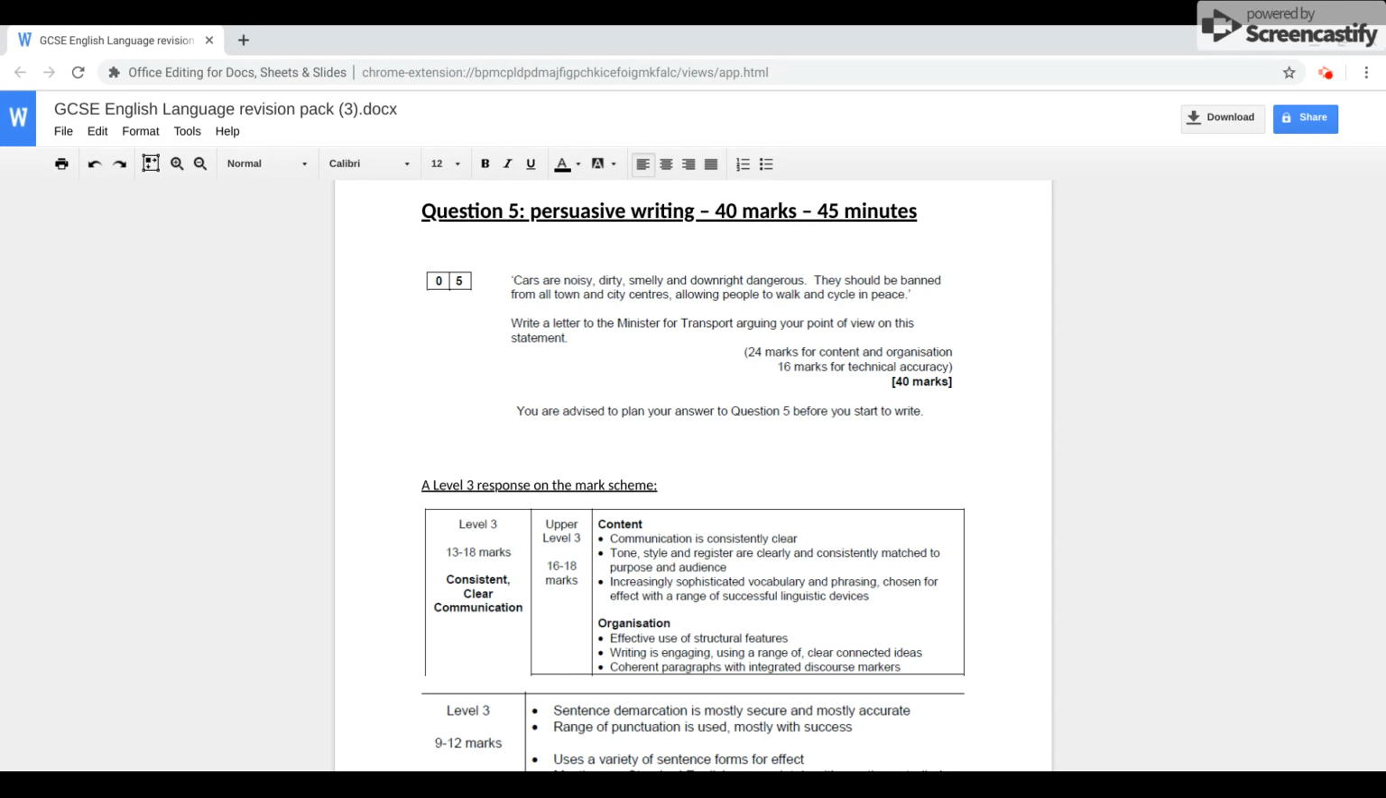So your question will be linked to the insert, whatever your question will be. It will have or take inspiration from what came before in the paper. So there will be evidence of things that have come before that you'll be able to use in this question, as well as your own opinion. So for instance, for this one, cars are noisy, dirty, smelly, and downright dangerous. They should be banned from all town and city centres, allowing people to walk and cycle in peace.